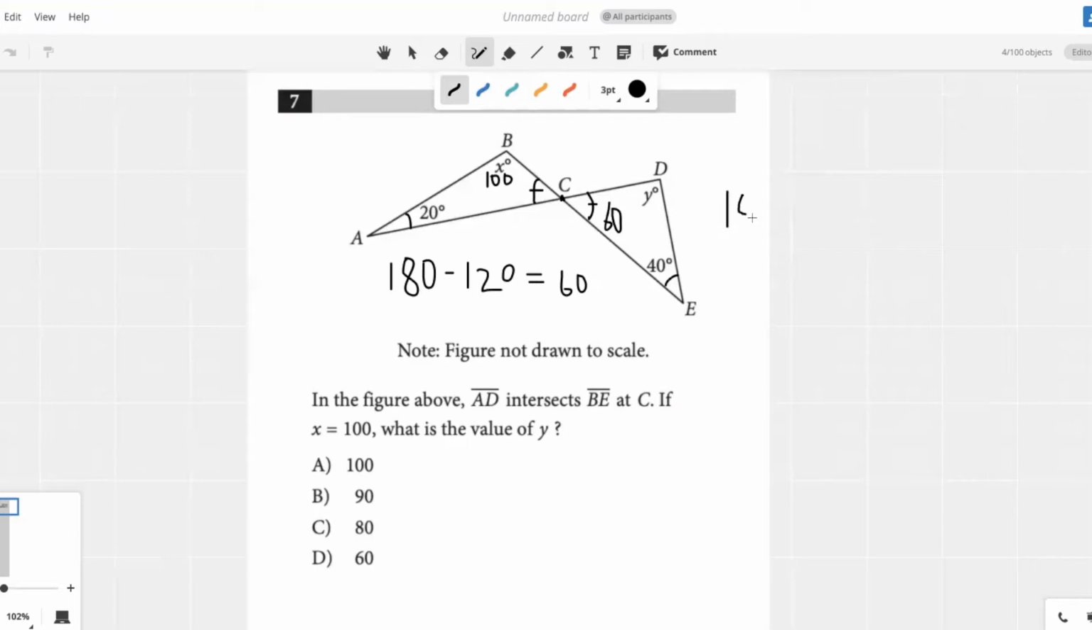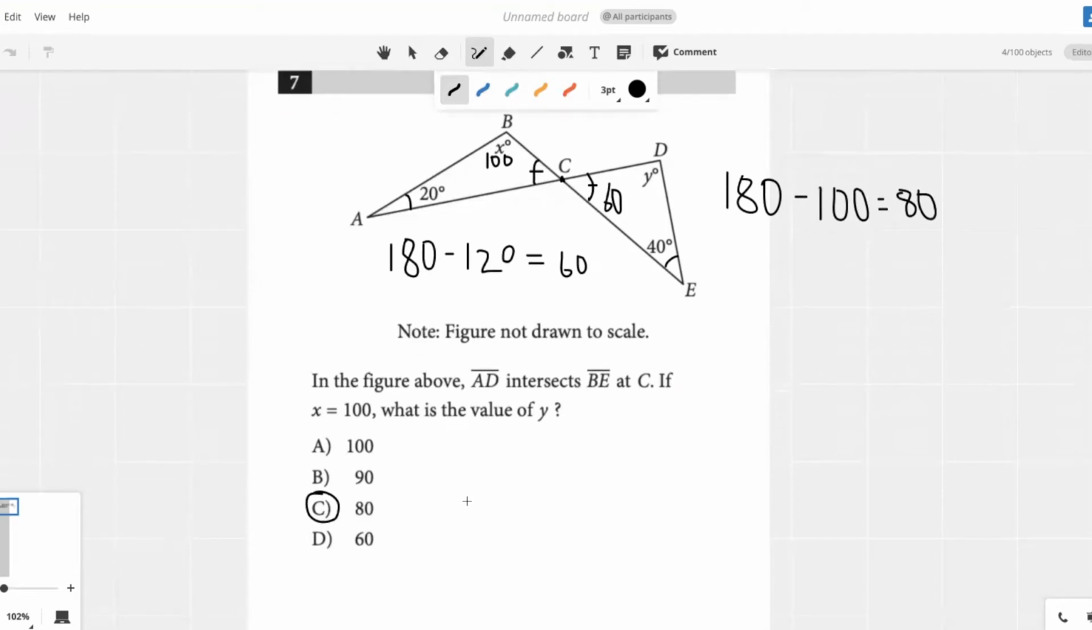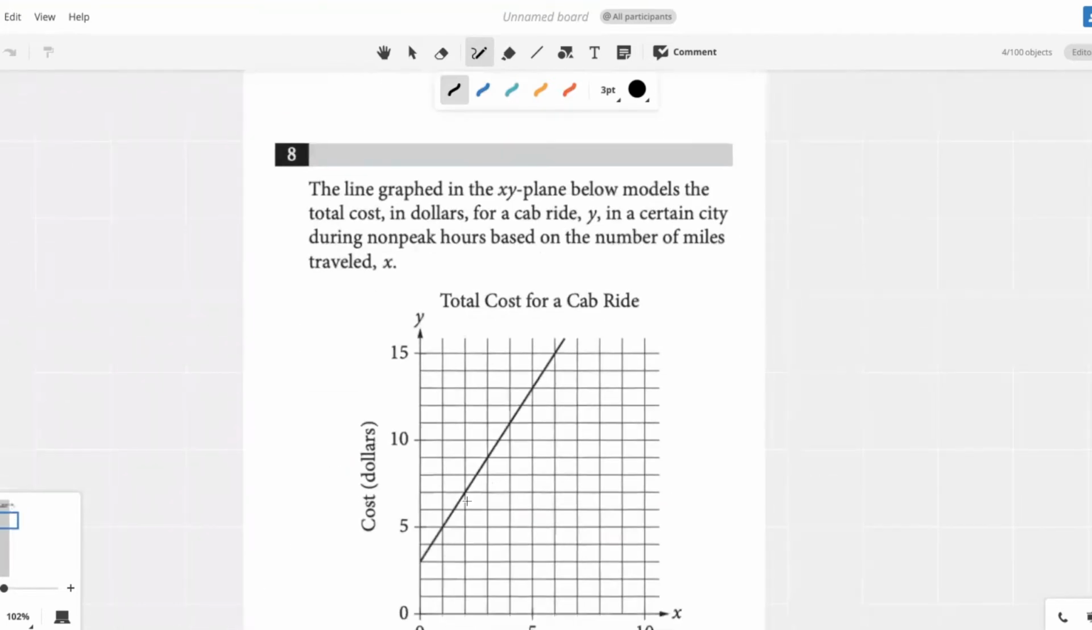So we're just quickly going to do 180 as the total angle measure minus 100, because we're adding the other two angles. And that will give us the measurement of angle y, which should be equal to 80 degrees. And so we know that our answer choice for this question is C. So that's number 7. Let's move on to number 8.